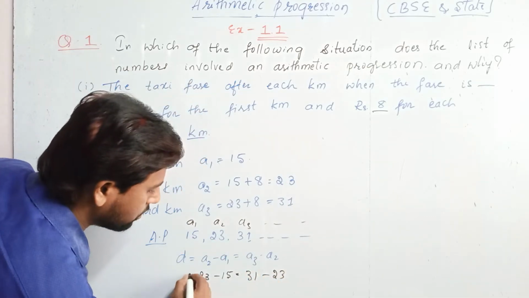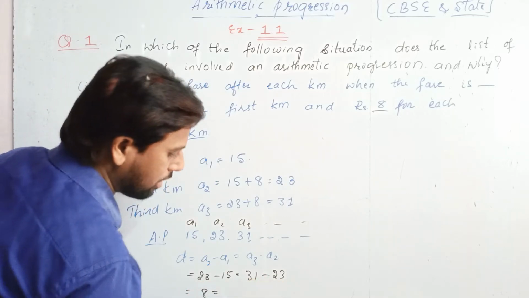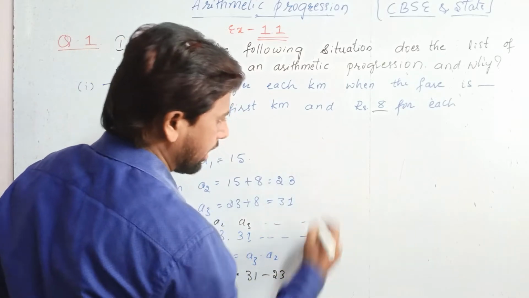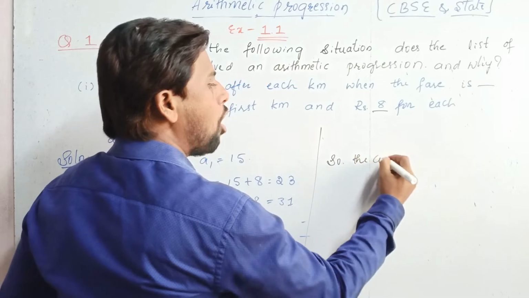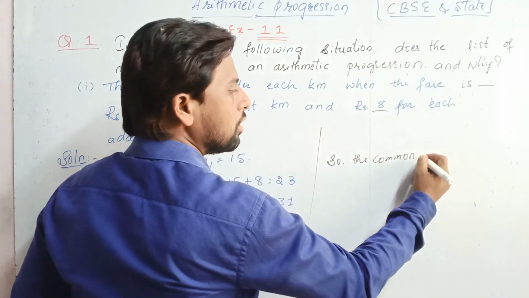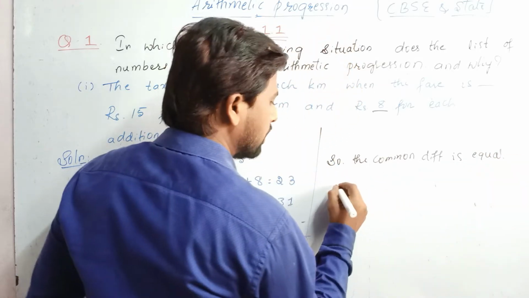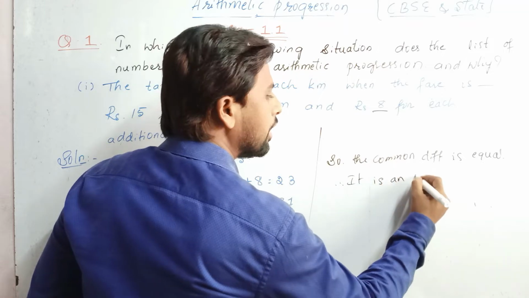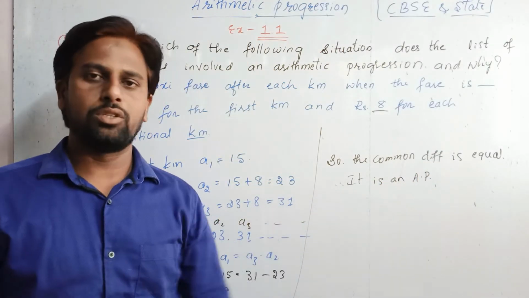What is the answer for this? 23 minus 15 is how much? 8. And 31 minus 23 is how much? 8. So we can write here: the common difference is equal. Therefore, it is an AP. So this is your answer, students.